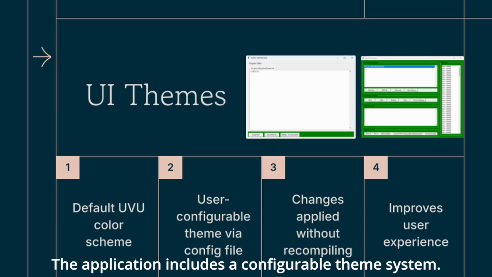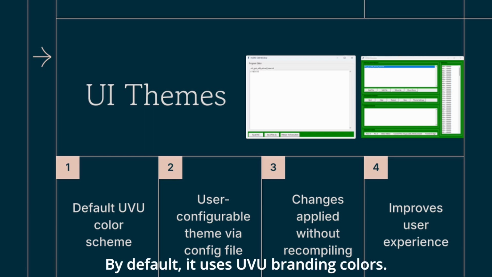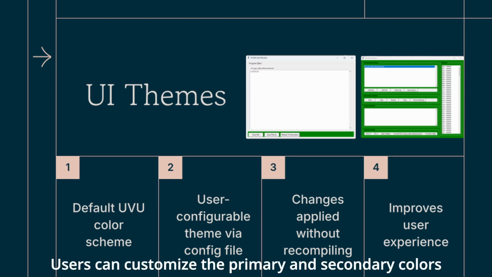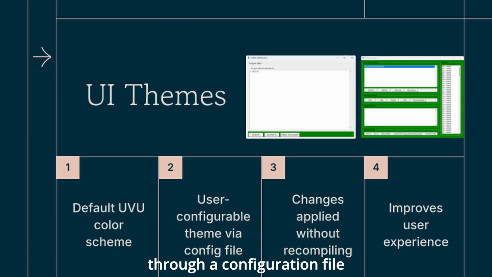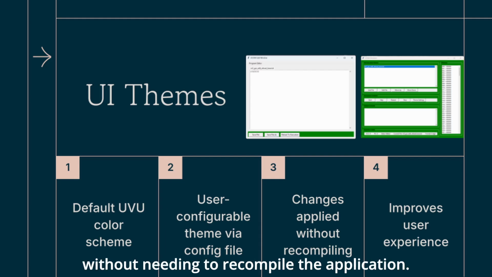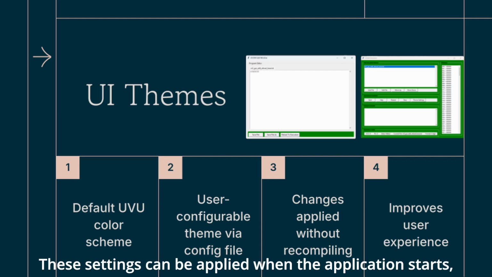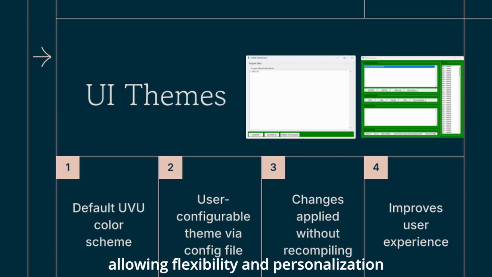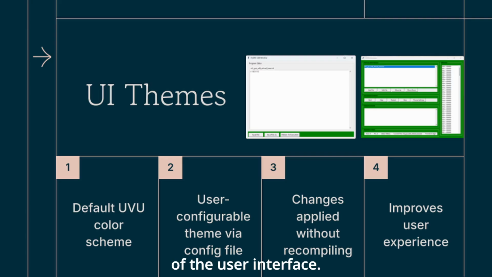The application includes a configurable theme system. By default, it uses UVU branding colors. Users can customize the primary and secondary colors through a configuration file without needing to recompile the application. These settings can be applied when the application starts, allowing flexibility and personalization of the user interface.